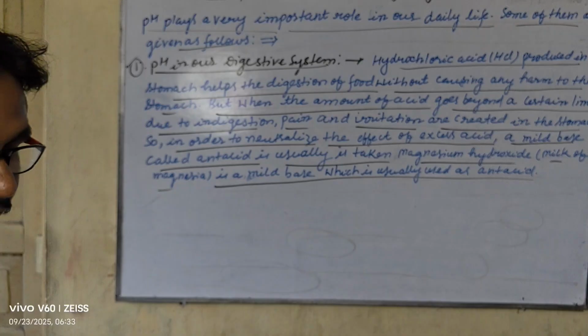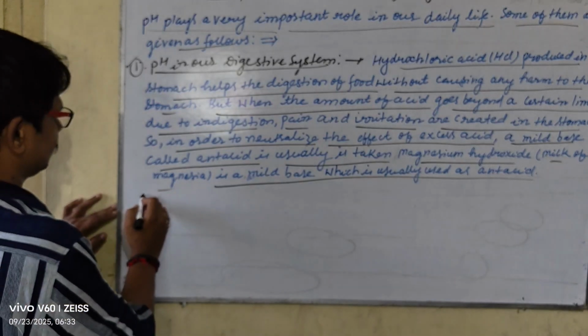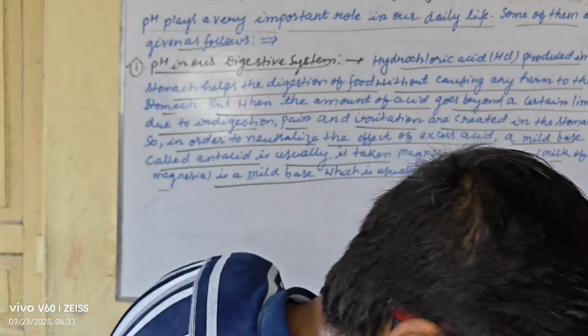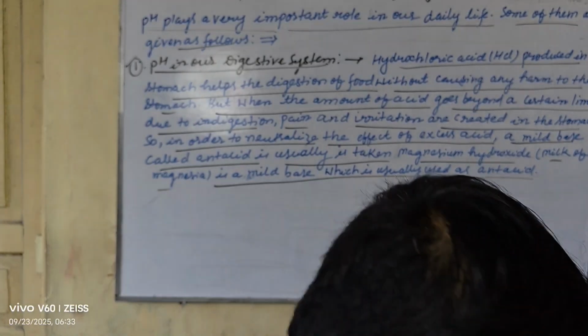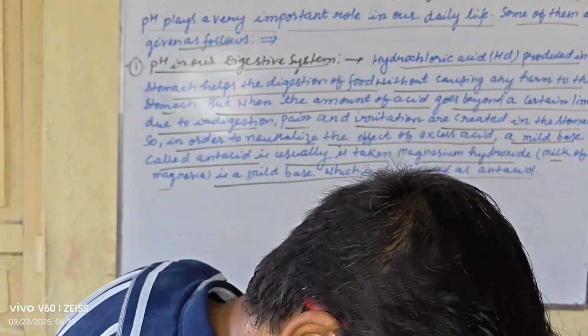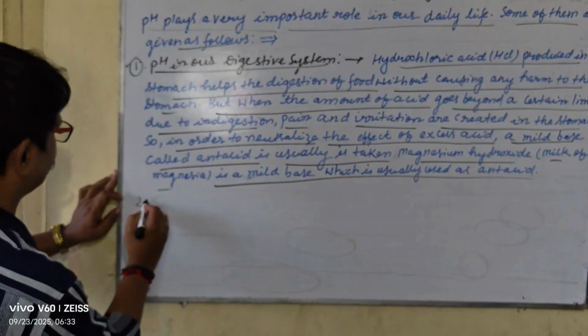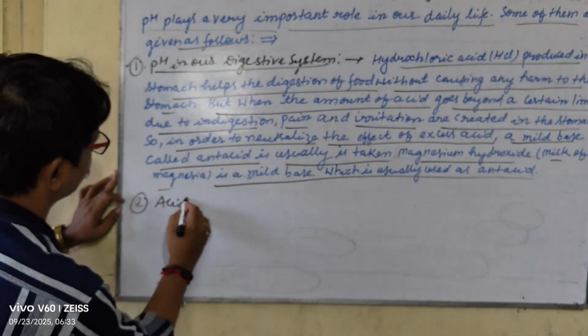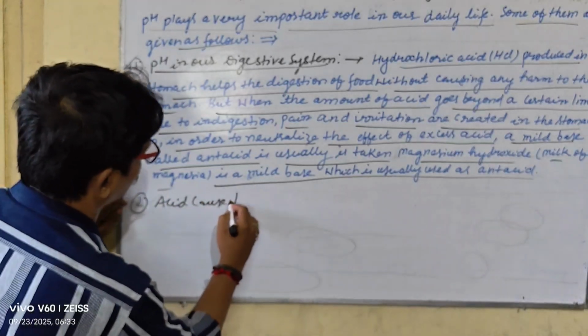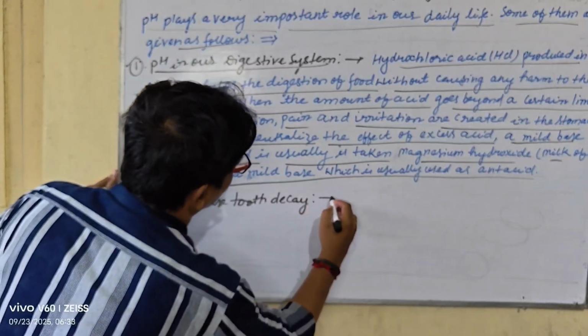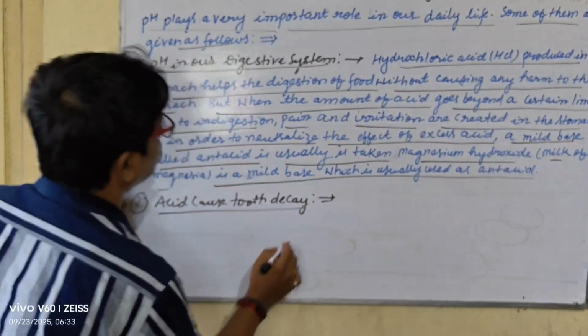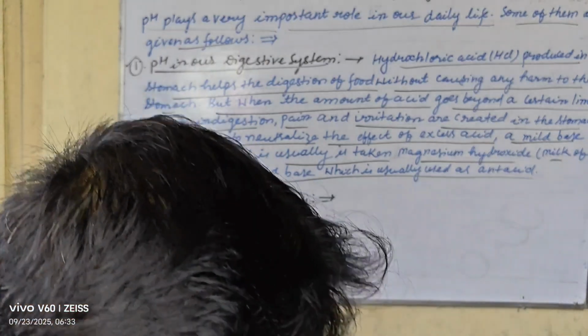Second one is acid causes tooth decay. How does acid create tooth decay?